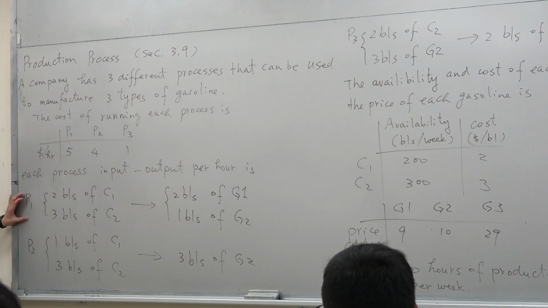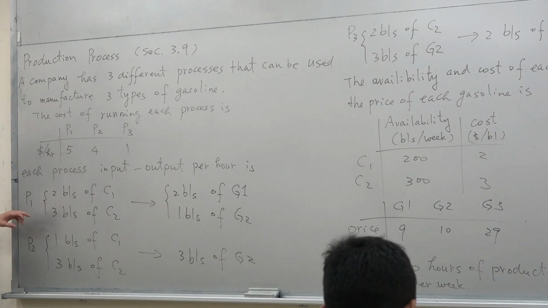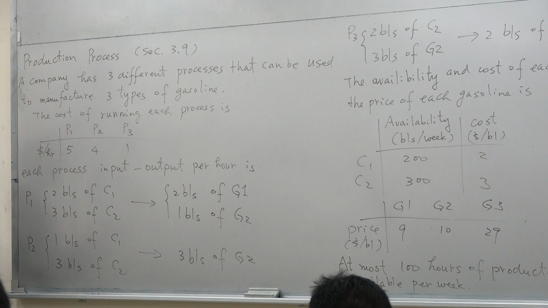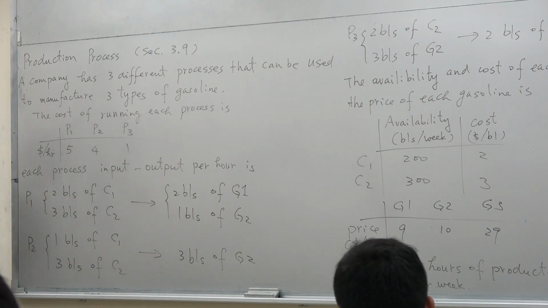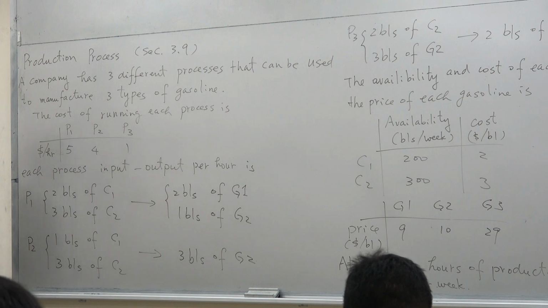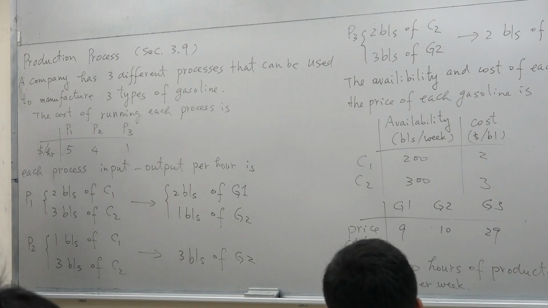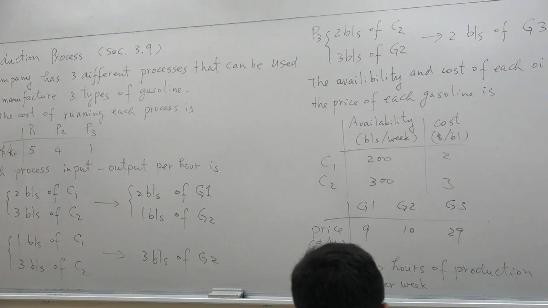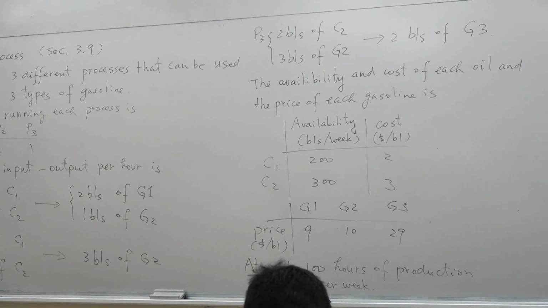For process 1, BL means barrels. 2 barrels of C1 and 3 barrels of C2, that's the input. And the output is 2 barrels of G1 and 1 barrel of G2. It's gas 1, gas 2. So process 2 is 1 barrel of C1 and 3 barrels of C2 will give me 3 barrels of G2. Process 3 is for gasoline 3. So I need 2 barrels of C2 and 3 barrels of G2 to give me 2 barrels of G3. Okay?